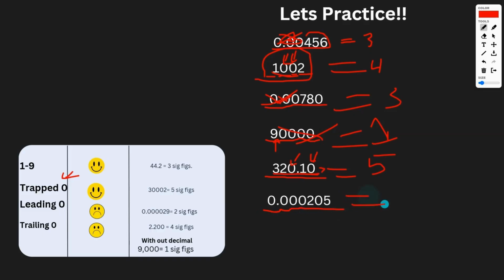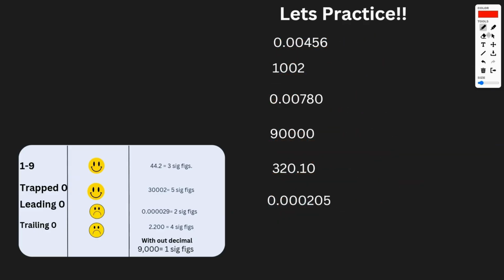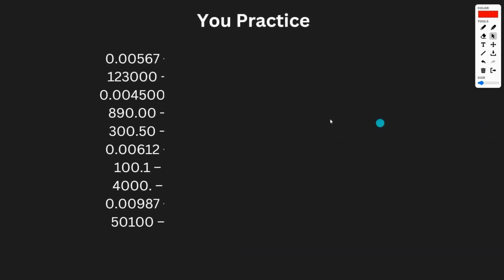In the next example, I have 0.000205. For this one, we will only have three sig figs because the leading zeros once again don't count. In the next slide, I'll have you guys try some of these on your own. Okay, let's go over the answers.